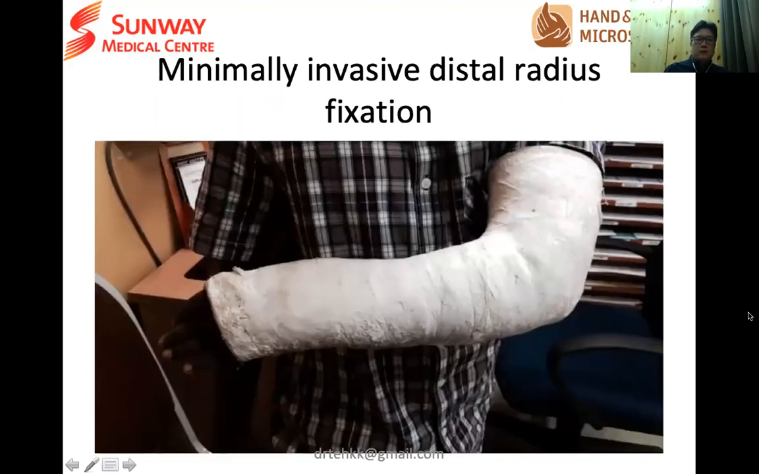Like this, with a cast, which looks horrible, four to six weeks in a cast. You remove the cast and the wrist is super swollen, super edematous. They can get CRPS and loss of function, especially the old ladies. They cannot tolerate this for a long period of time. They will lose function and it creates a lot of problems for them.